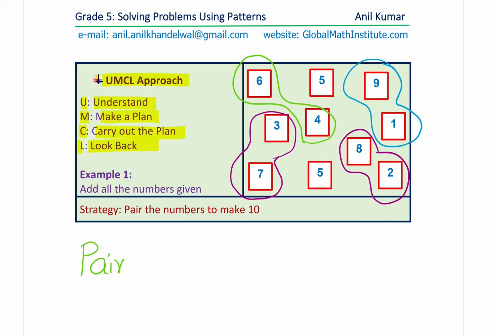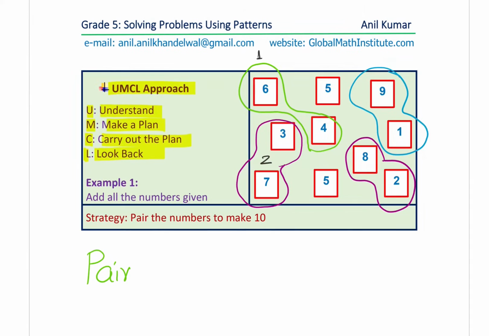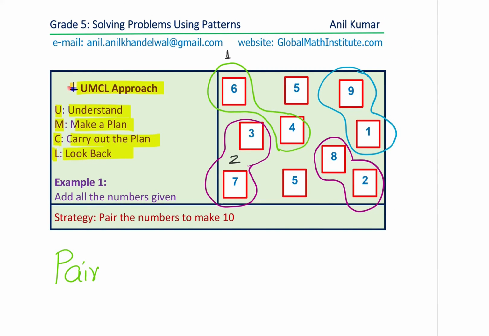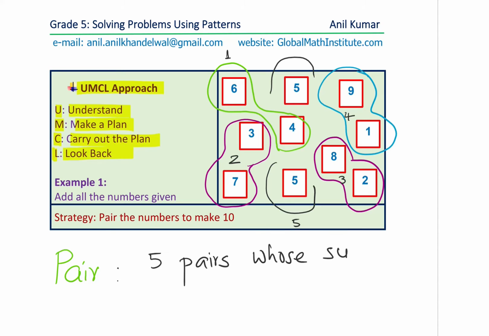Let's count and figure it out. So we have one 10 here, right? We get the second 10 here. We get the third 10 here. We get the fourth 10 right there. And one which we left, which is this pair, becomes the fifth 10. So when you pair, we have 5 pairs whose sum is 10 each. Does it make sense to you? So it becomes 5 times 10, and that is the number 50. So that is a strategy.